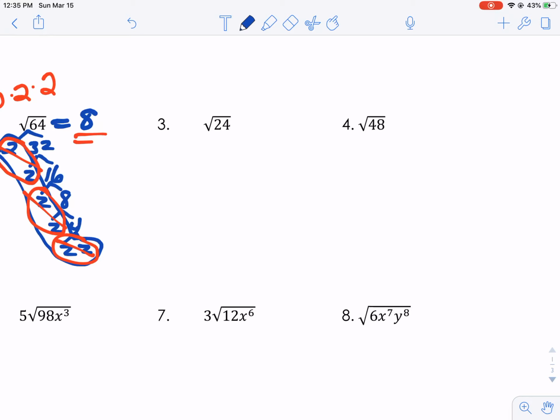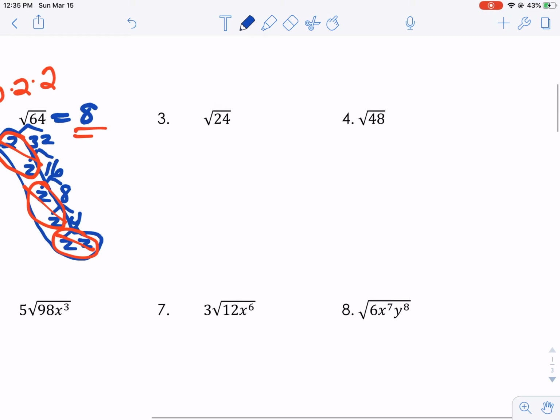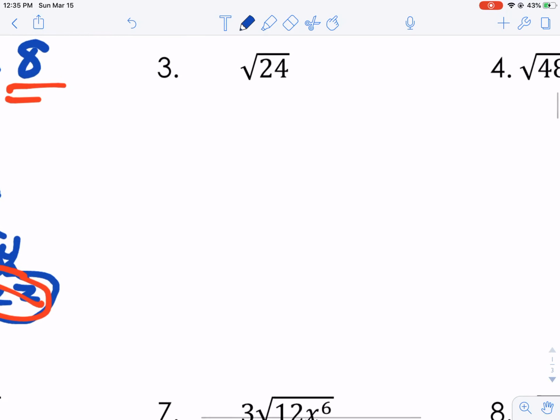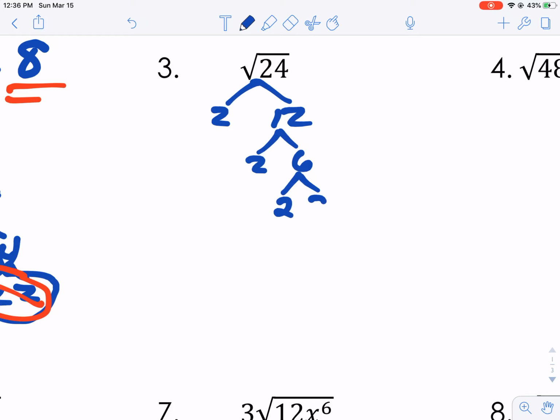We're going to take out any perfect squares we can, and the rest of it will stay inside. So, again, 24 is even, so I'm going to divide it by 2. 2 times 12. 12 is even. 2 times 6. 6 is even, so I know a 2 goes in. 2 times 3. And here's my hockey stick.